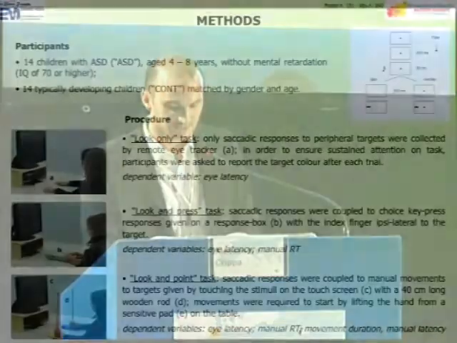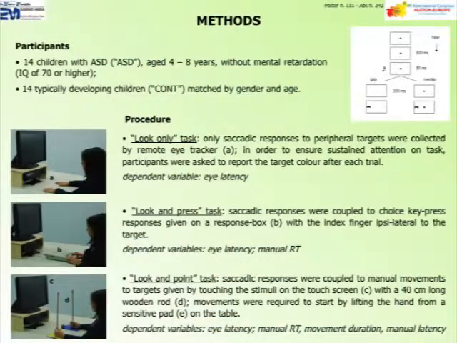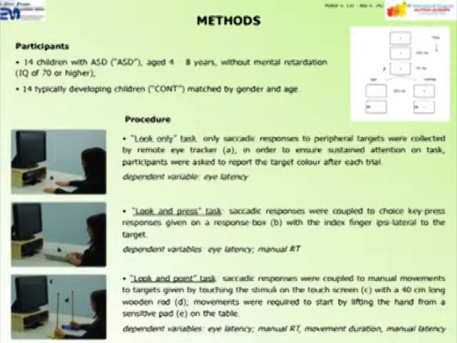In the look and press task, saccadic responses were coupled to choice key press responses given on a button with the index finger ipsilateral to the target. In the look and point task, saccadic responses were coupled to manual movements to targets given by touching the stimuli on the touch screen with a 40 cm long wooden rod.